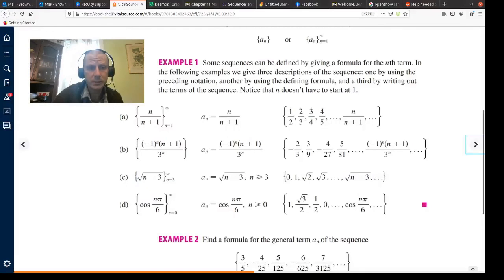Looking at some of the sequences we saw already, here's the sequence n over n plus 1. If we want to find the limit as n goes to infinity of that, it's just the same as taking the limit as x goes to infinity of x over x plus 1. You might remember there are various ways of doing that. You can use your knowledge of rational functions, you can use L'Hopital's rule, but you get the limit to be 1.